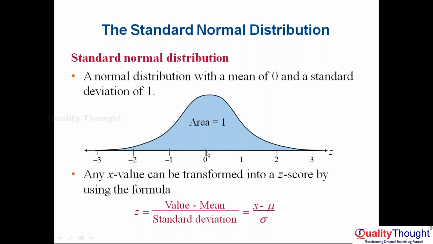It has mean equal to median equal to mode equal to 0, separated by a standard deviation of 1, as you can observe on the x-axis. In order to identify the x value, you can transform it into a Z score. This is generally what we call the Z distribution. Z is equal to x minus mu divided by sigma.